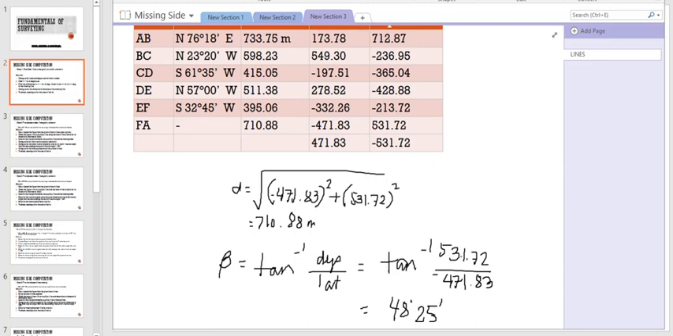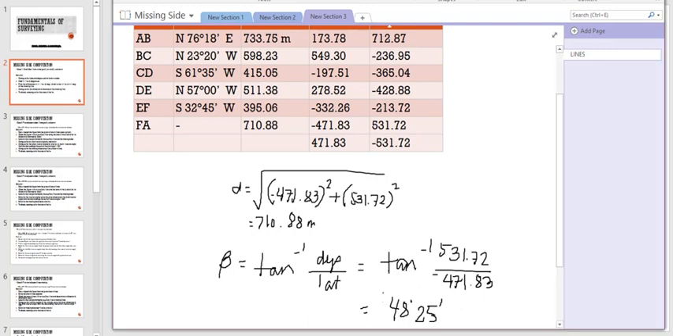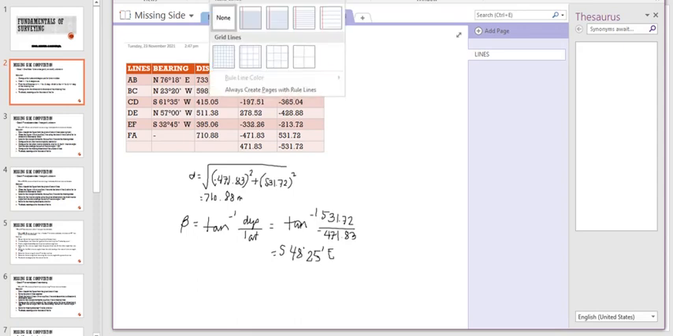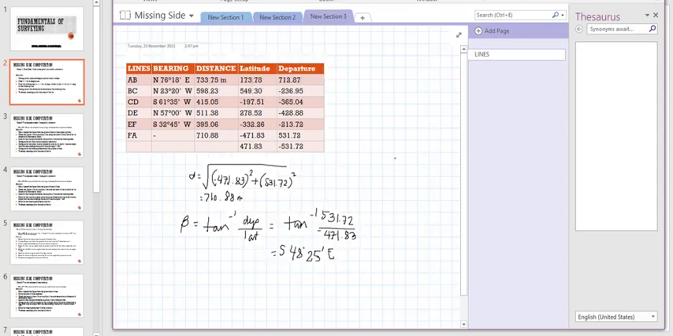So the direction: the latitude is negative, so south. Then the departure is positive, so east. Okay, so let's check by sketching, to double check whether it matches.